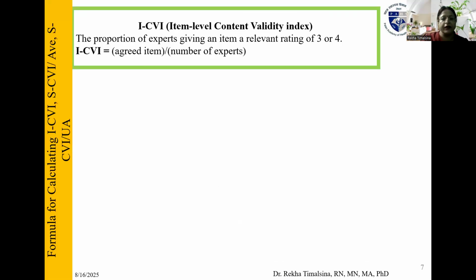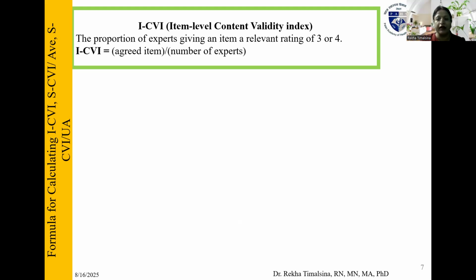The first measure is the item level content validity index, I-CVI, which is calculated by dividing the number of experts who rate an item as 3 or 4 by the total number of experts. Items receiving ratings of 3 or 4 are considered relevant, whereas those rated 1 or 2 may be deemed irrelevant or require revision.